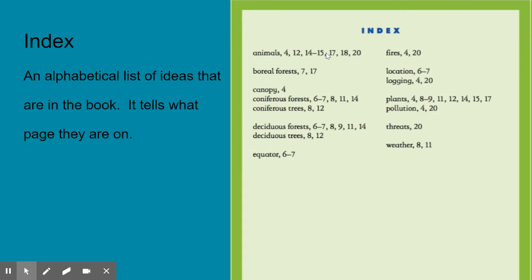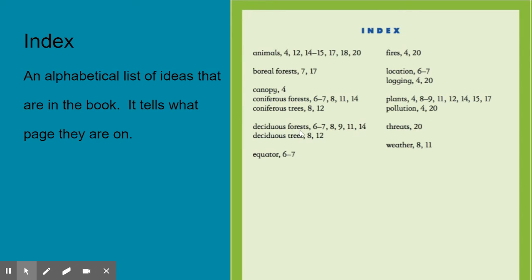The other one is your index, and it's usually located at the back of your book too. If you were doing some research and you just wanted to know about fires, and this book is about rainforest, I would look over here and find it's in ABC order, and I would find fires, and I would see it's found on page 4 and on page 20. So it gives you an alphabetical list of what's in the book and what page it's on.